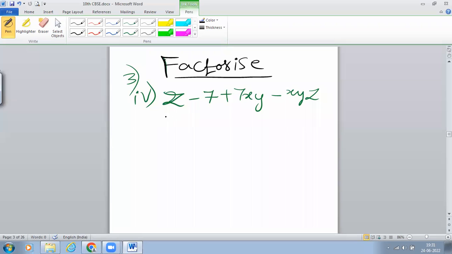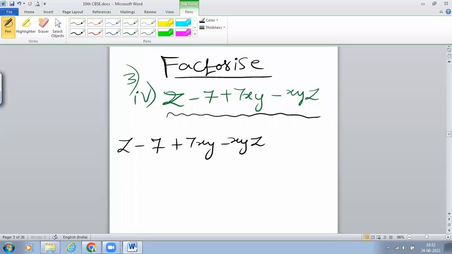Similarly, this is one single algebraic expression because all terms are connected by minus, plus, and so on. So we have to express this single expression as a product of smaller expressions. How to express this? I'll teach you now. So the question is z minus 7 plus 7xy minus xyz. Now how to factorize this?